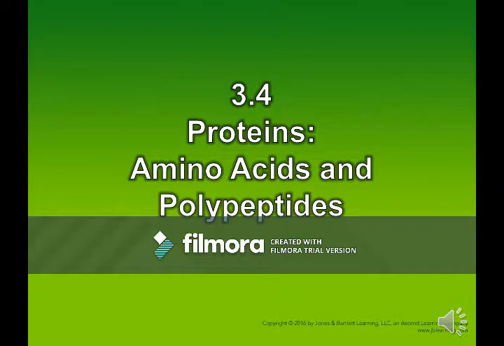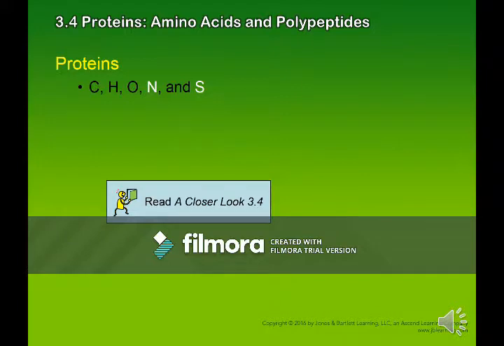Our next major class of macromolecules are the proteins. Proteins are sets of amino acids and can also be called polypeptides because you join the amino acids together with a peptide bond. Proteins are made up of carbon, hydrogen, oxygen, and also can have nitrogen and sulfur in them. The vast majority of the molecules within the cell are going to be the proteins, okay? And these are really the things that do all the work within the cell.